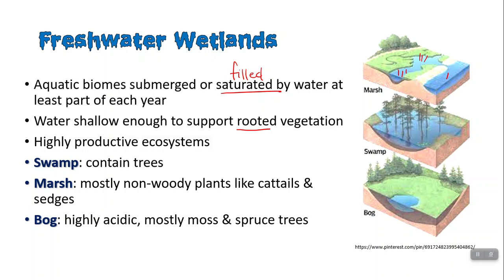And you have three major types of freshwater wetlands. Swamps have trees. Marshes, no trees. And bogs are mostly moss and spruce trees. They're very acidic.